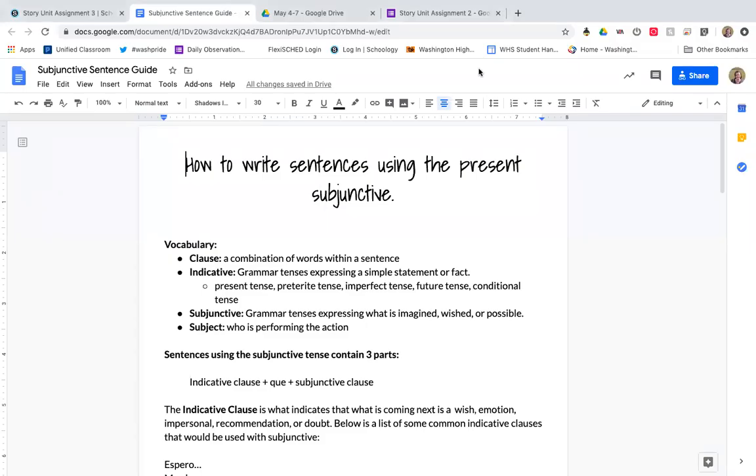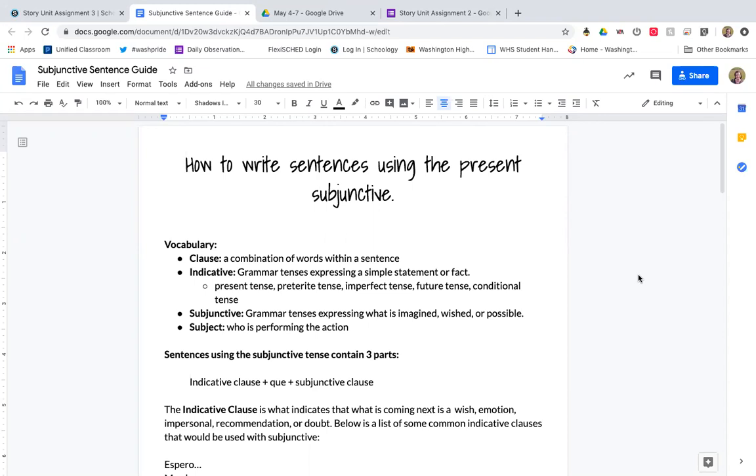Hello, everyone. Today we're going to be talking about how to write sentences using the present subjunctive. To begin, we're going to talk about some vocabulary that is related to grammar. The first word is clause, and a clause is a combination of words within a sentence.